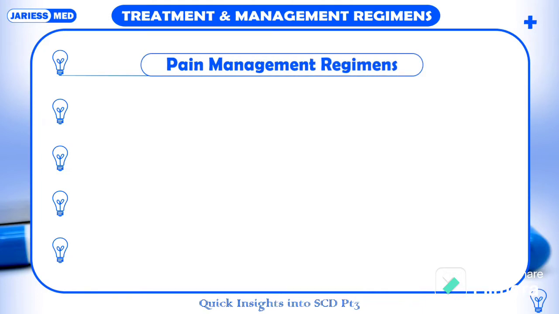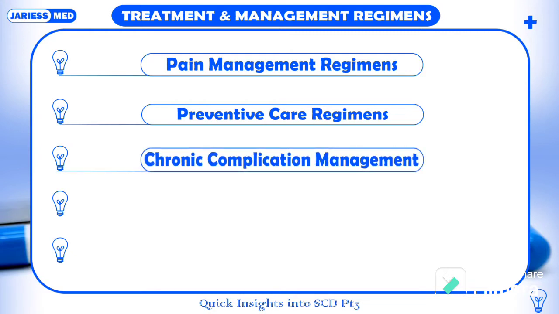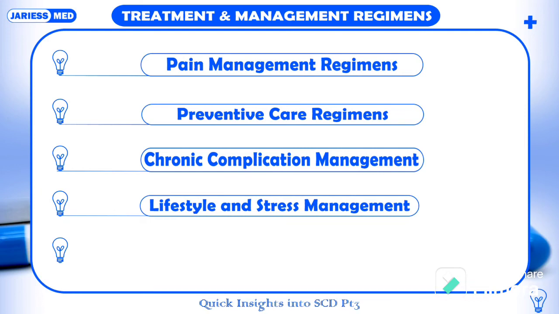First, we will look at pain management, discussing the medications used to handle mild and severe pain crises. Next, we will cover preventive care treatments designed to boost hemoglobin levels and prevent infections. Afterward, we will look at strategies for managing chronic complications, addressing persistent issues that arise with sickle cell. Then we will move on to lifestyle and stress management, where I will share practical tips to help minimize pain crises and manage stress effectively.